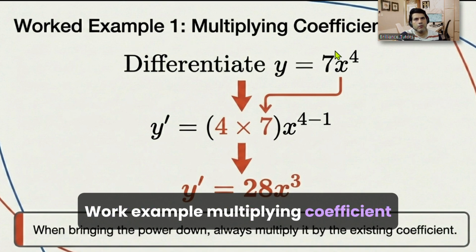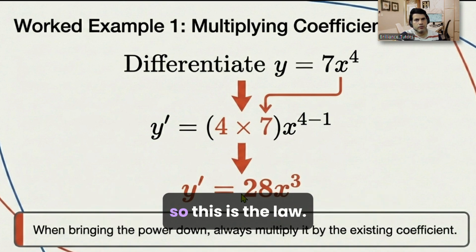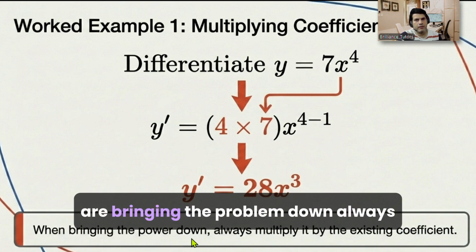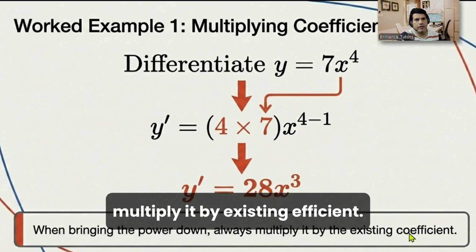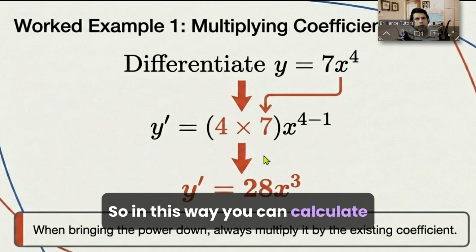Worked example: multiplying the coefficient, differentiate y. So 4 into 7 is 28, and 4 minus 1 is 3, so this is the law. 4 into 7, 4 minus 1, and this is 28x cubed. When we bring the power down, always multiply it by the existing coefficient. In this way you can calculate anything.